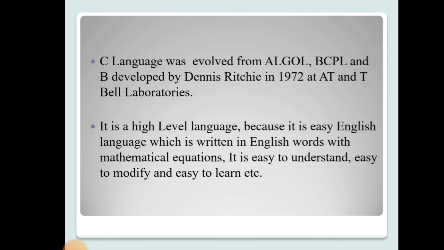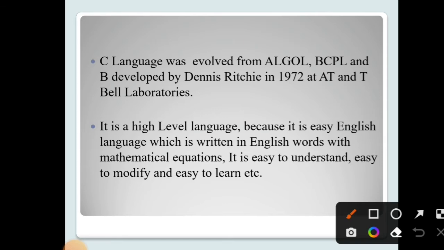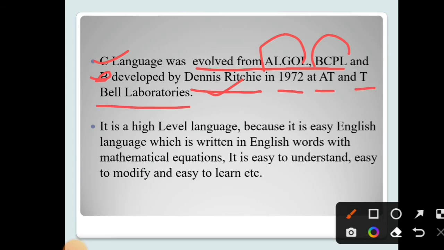The next language is C language. C language was developed by Dennis Ritchie. The C language evolved from BCPL, ALGOL and also B language. So this language was developed from the features of ALGOL, BCPL and B languages. C was developed by Dennis Ritchie in 1972 at AT&T Bell Laboratories.